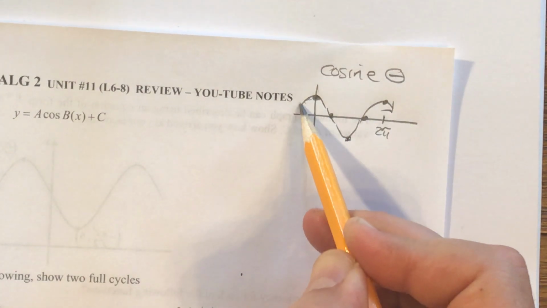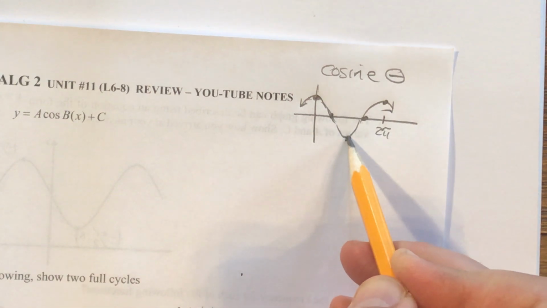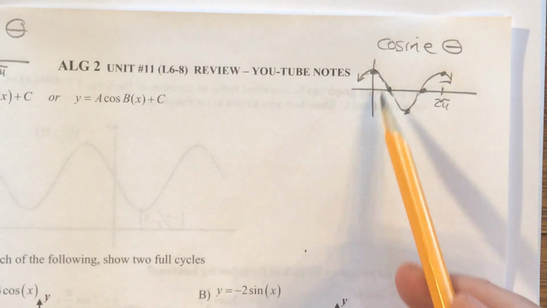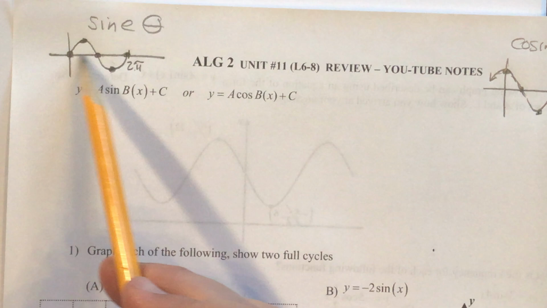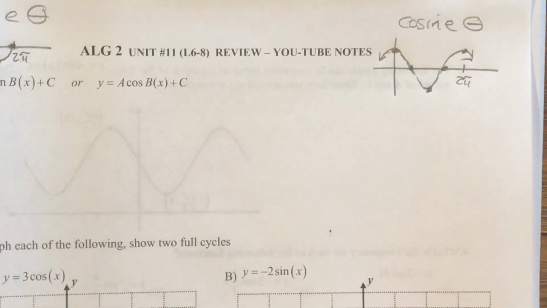Now they're very similar. Hard to tell the difference sometimes between a sine and a cosine, but cosine starts at the top or the bottom, and sine starts in the center, the middle of the wave. And that's how you tell the difference between the two.